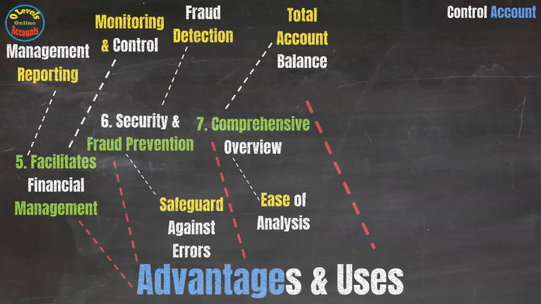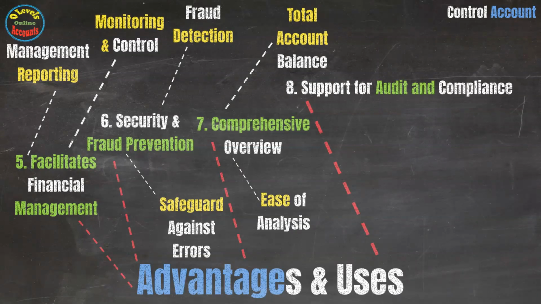The eighth point is support for audit and compliance. It will explain with the help of the further two sub-points. These are as follows. The first sub-point is audit facilitation. Control accounts facilitate external and internal audits by providing a summary of financial transactions that auditors can cross-check against subsidiary ledgers. This ensures that the financial statements are accurate and comply with accounting standards.